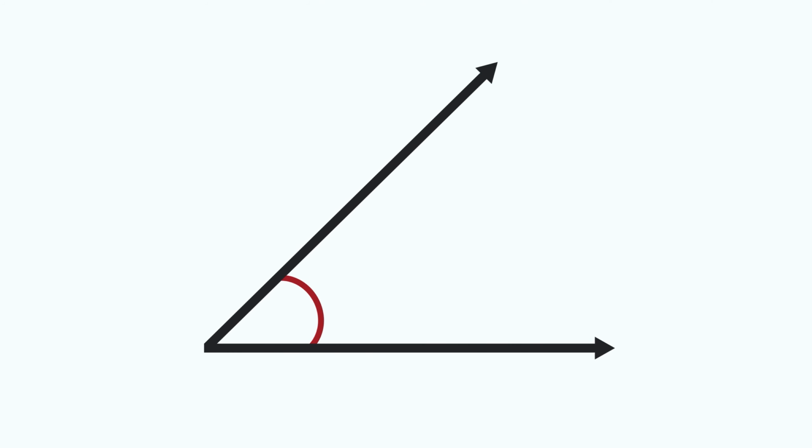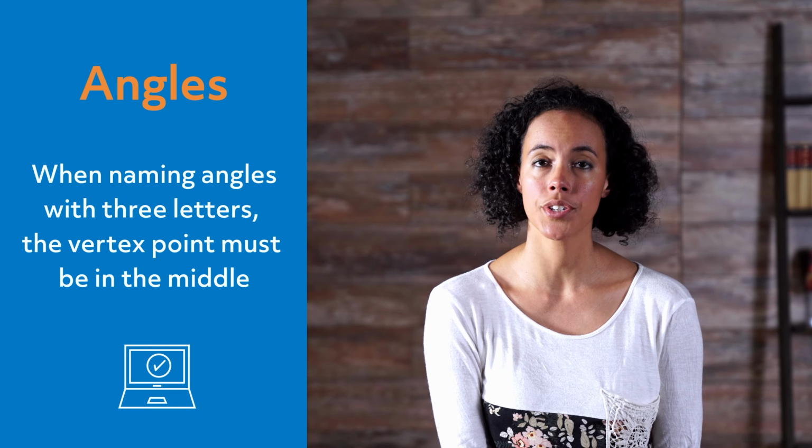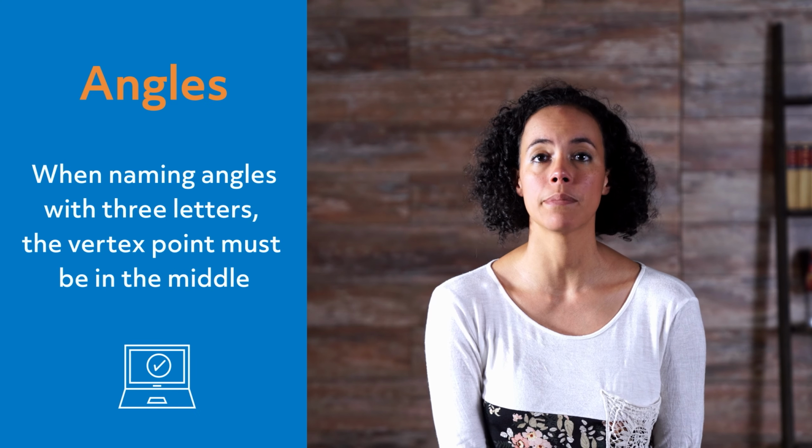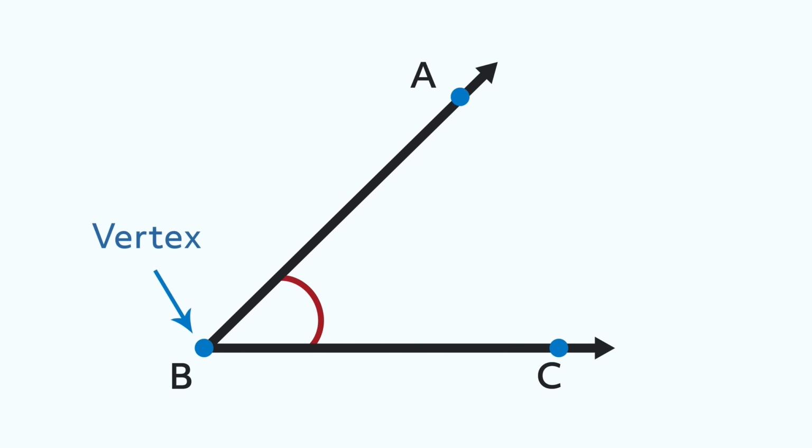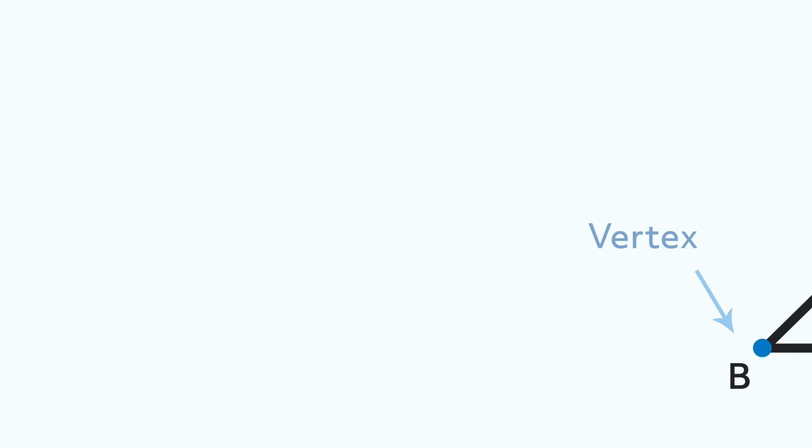Here's our simple angle again, but with a few points added on the rays. Now we can refer to our angle as angle ABC. When naming angles with 3 letters, the vertex point must be in the middle. Here, B is the vertex, so the B goes between the A and the C. We can actually call this angle CBA, and it is just as correct.